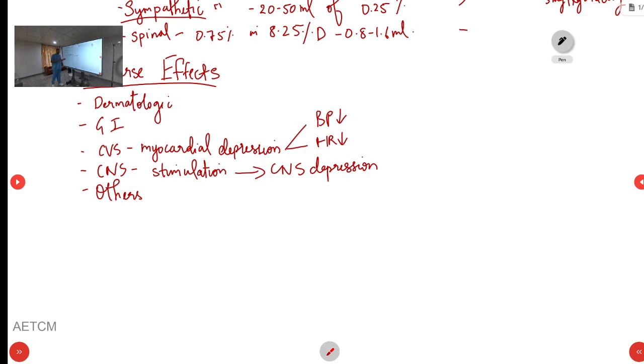Then other side effects, like some pronounced side effects are tinnitus. Tinnitus can occur, or the usual ones which is there with every other drug, like the hypersensitivity reactions. So all those things can occur with bupivacaine. So it's just a short topic, and these are the things you need to know basically with bupivacaine.